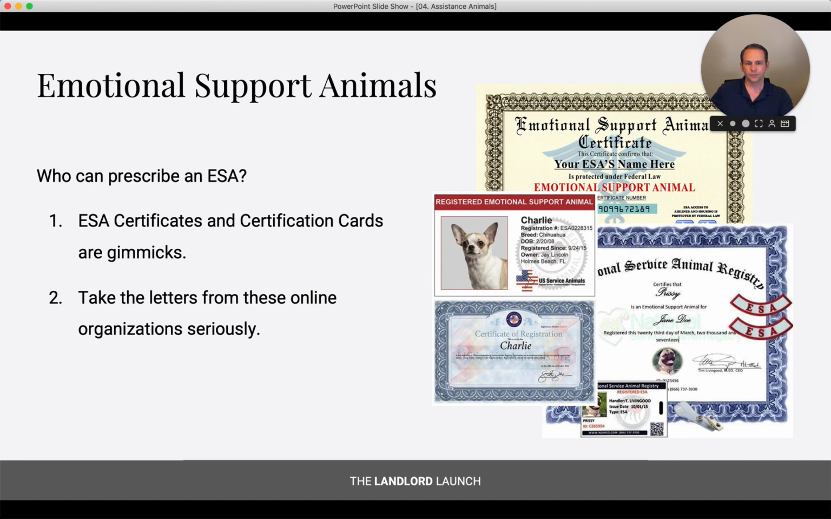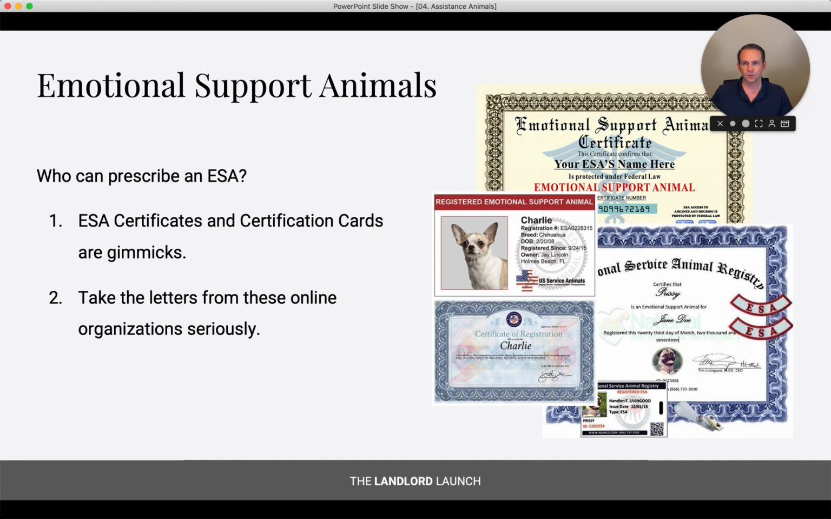Now, having said that, if there are some organizations out there that are ESA organizations, like I think one's called Petable, take those a little more seriously, because if they provide you that ESA letter, as best as I can tell, I haven't seen an actual ESA letter from them personally, but as best as I can tell, they are providing the tenant and the applicant with actual counseling services. They sign up, they talk to a licensed therapist, physician of some sort or another, who makes the determination. That person creates the letter, sends it to them.